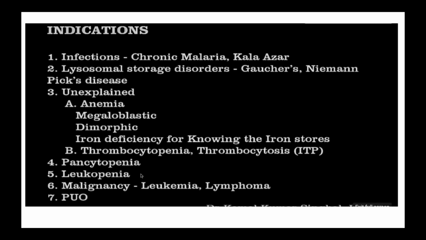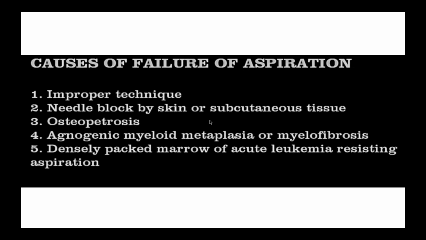So for leukopenia of any cause, for malignancies, to see for infiltration in the marrow. So lymphoma, if it involves the marrow also, it becomes stage 4. So for that also we have to do bone marrow aspiration. And any pyrexia of unknown origin. If all other investigations are not helping, we may resort to marrow to determine the cause.